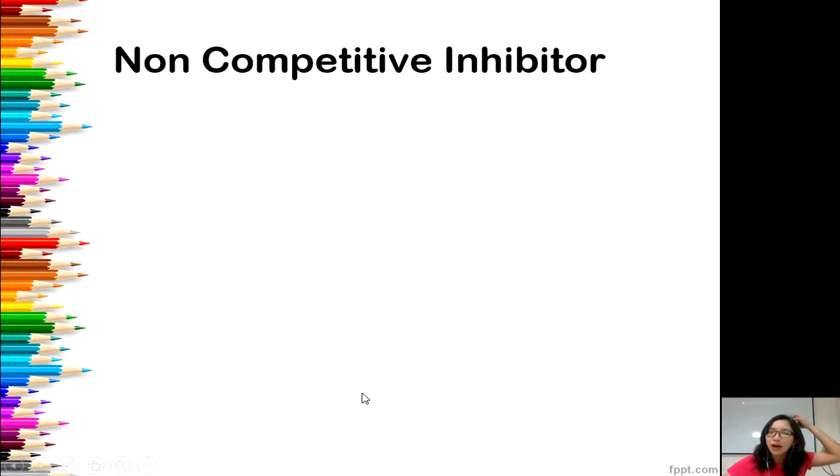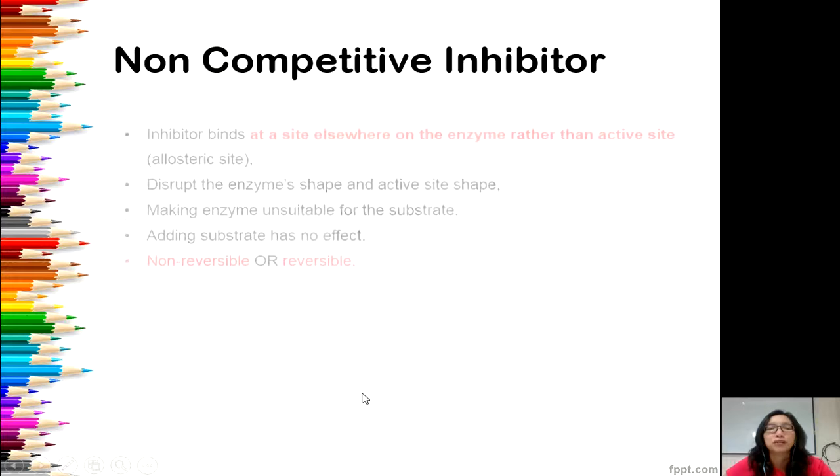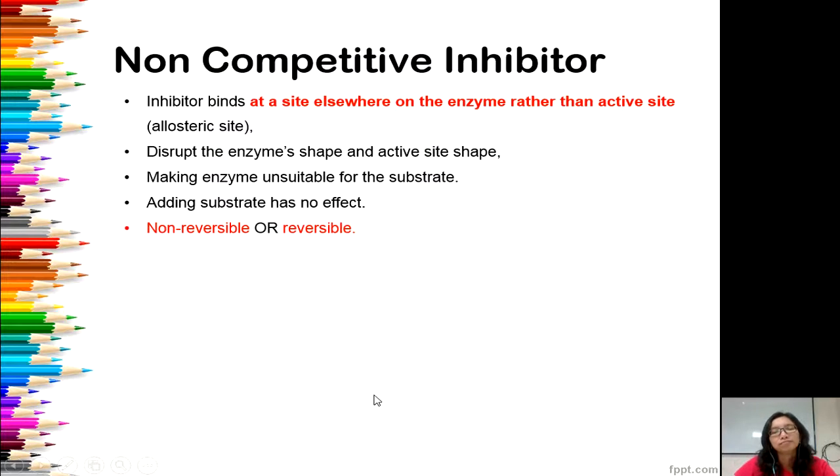So the second one is the non-competitive inhibitor. Non-competitive inhibitor is the opposite of competitive inhibitor. When the competitive inhibitor binds onto the active site, the non-competitive inhibitor binds to another site other than the active site. So it's binding at any site elsewhere on the enzyme, but not on the active site. We usually call this site the allosteric site.